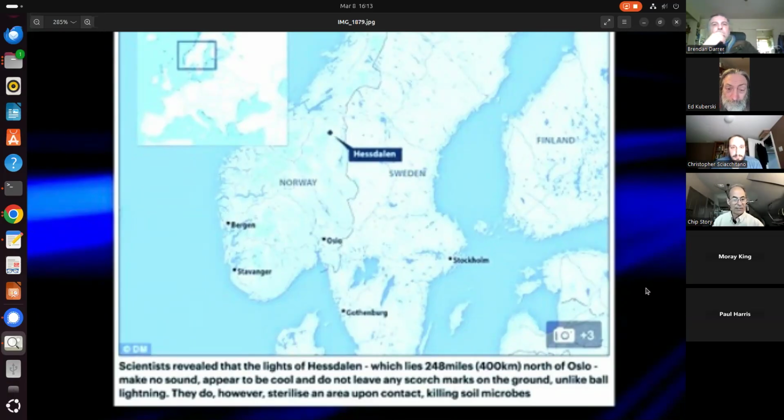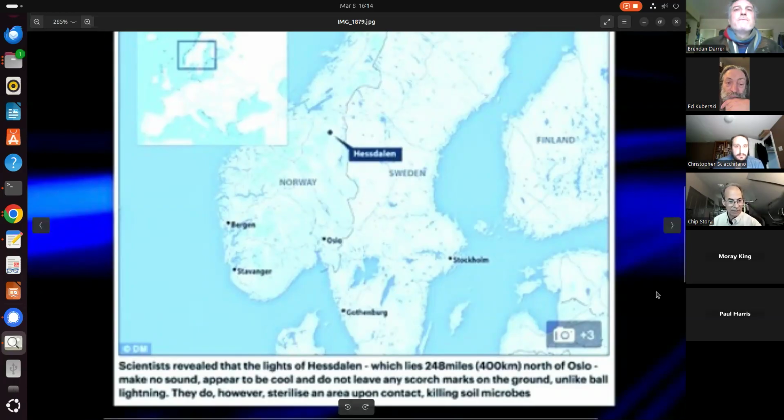Scientists revealed that the lights of Hessdalen, which lies 400 kilometers, 250 miles, north of Oslo, make no sound, appear to be cool, and do not leave any scorch marks on the ground, unlike ball lightning. They do, however, sterilize an area upon contact, killing soil microbes.